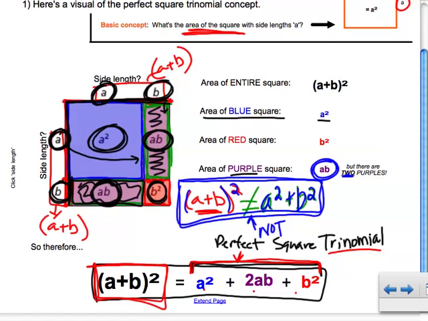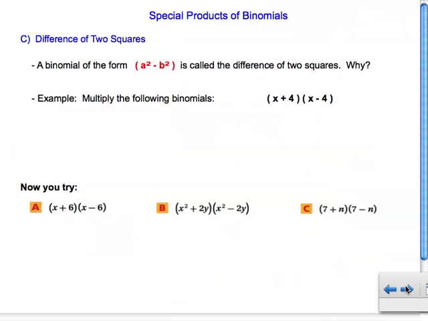If you want to go back and review any of that proof, go back. It's not something you have to memorize. It's not something that you have to produce, but it is something that makes it make sense. It helps to solidify this. So our second little special case is called the difference of 2 squares.